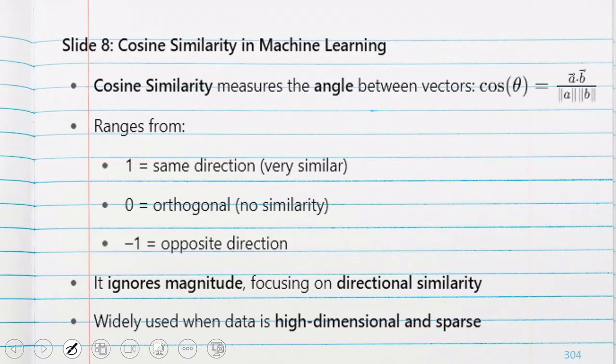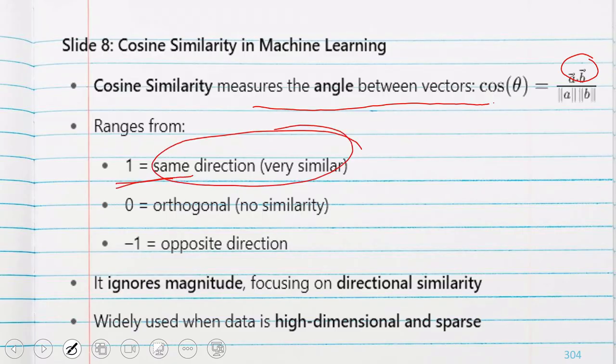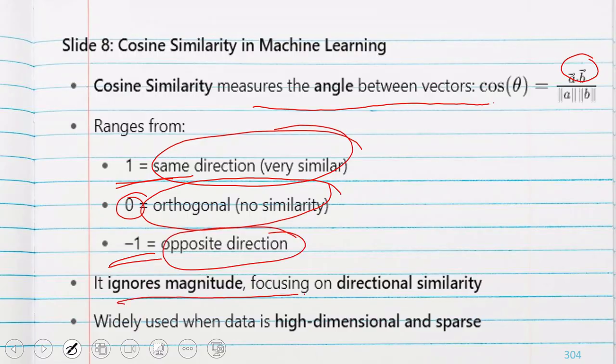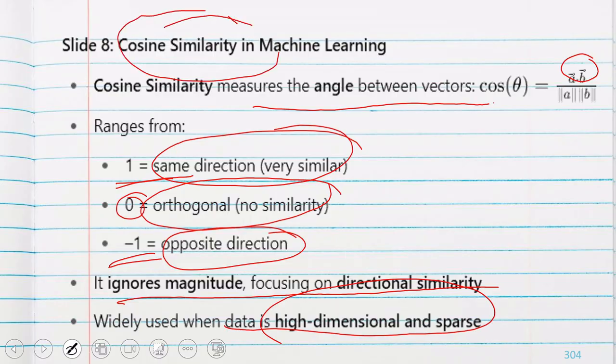So what is cosine similarity? Cosine similarity measures the angle between vectors, that is A dot B divided by norm of A into norm of B. The range: 1 means it is in the same direction, that is similar. 0 means it is orthogonal, that means there is no similarity. -1 means opposite direction. It ignores magnitude and focuses on directional similarity. It is widely used in high dimensional and sparse data. So cosine similarity is an important question.